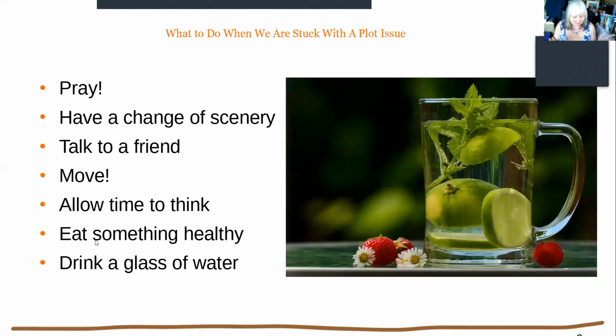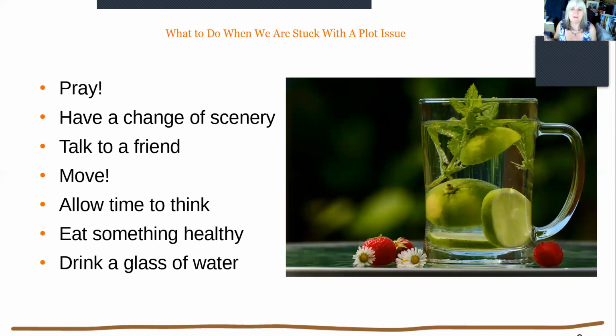So if you recognize any of these, and I think I have probably suffered from most of them at some point in my writing life, you are perfectly normal. So what can we do about it? What can we do when we're stuck with a plot issue? So I'm going to go over all these different issues one by one, and let's have a look at something that you can do if you are suffering with this particular issue.